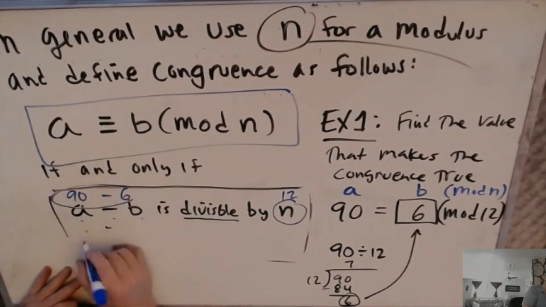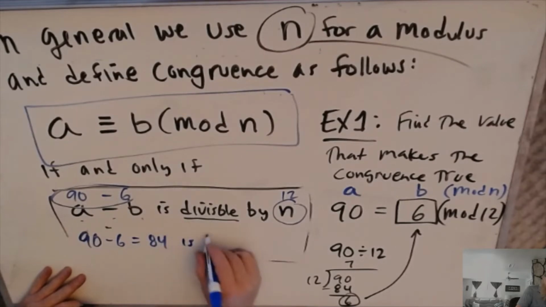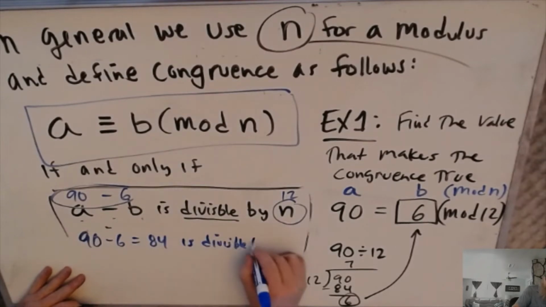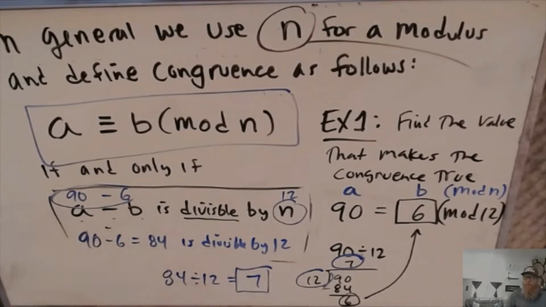So 90 minus 6 is 84. 84 is divisible by 12. Yes, it is. 84 divided by 12 is equal to 7. No remainder.